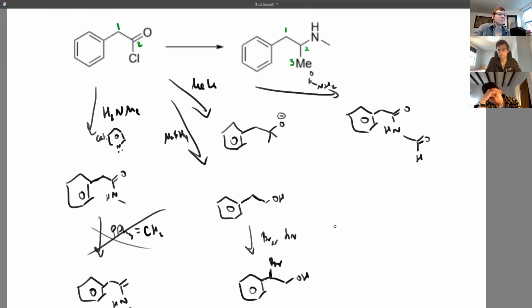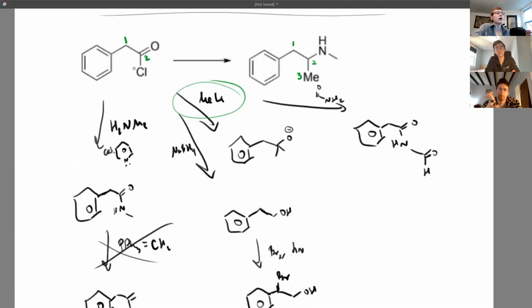So I like this way, adding methyl lithium. Could we do the methyl lithium after we add our amine, or would that cause the amine to be a leaving group? So it would. Adding any amine to this acid chloride is going to instantly turn it into an amide, right? Okay.